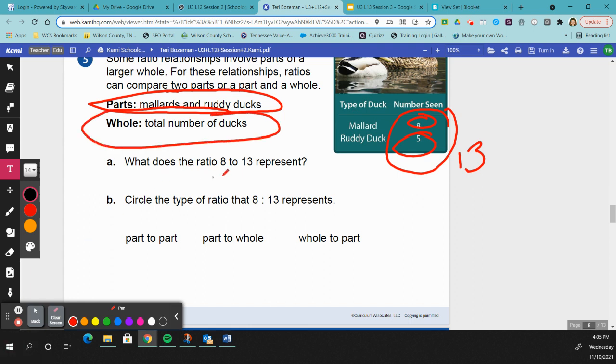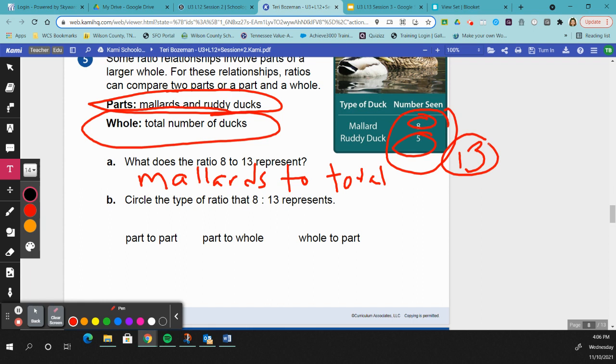So A says, what does the ratio 8 to 13 represent? Well, 8 is mallards, right? So it represents mallards to the total amount because we said that there's a total of 13, right? Now we have to decide what type of ratio that is. Is that comparing a part to a part, or a part to the whole, or the whole to a part?